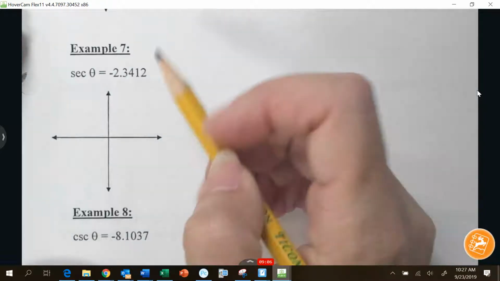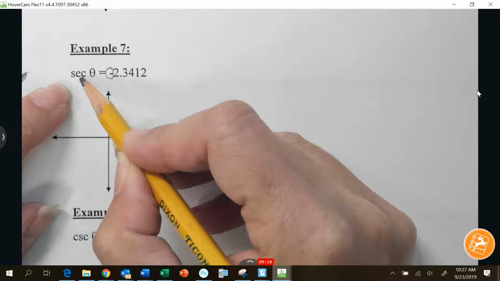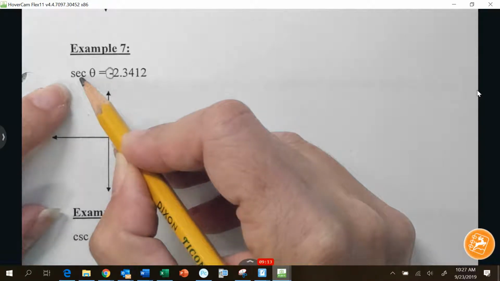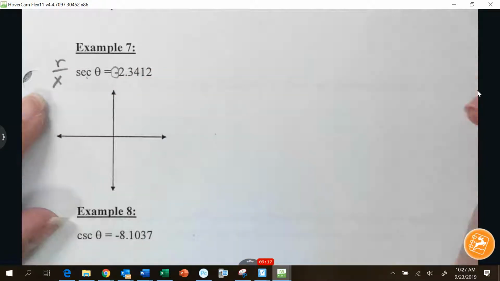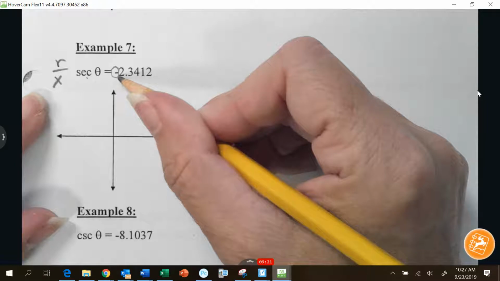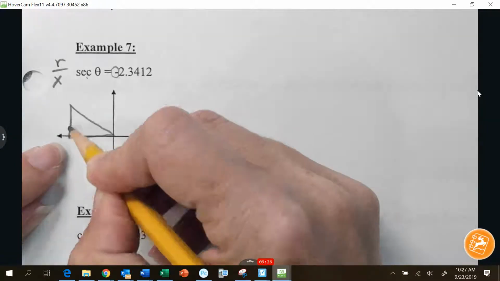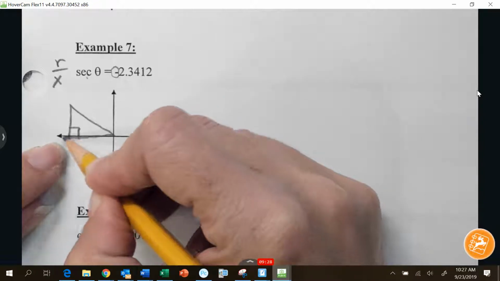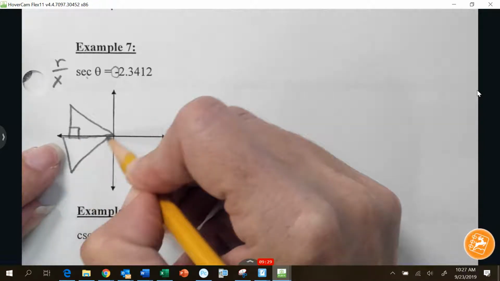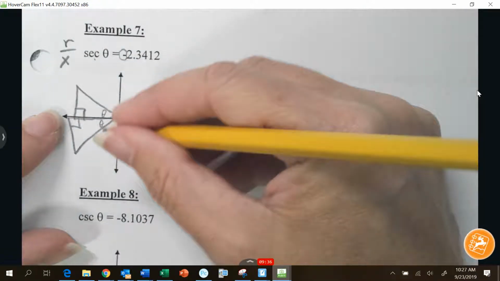Okay, so the first thing I do is I look at the fact that this is negative, and I think about what secant is. Cosine is x over r, so secant has to be r over x. So where is x negative? Second quadrant and third quadrant. This is where x is. So my answers will be in the second and third quadrant.